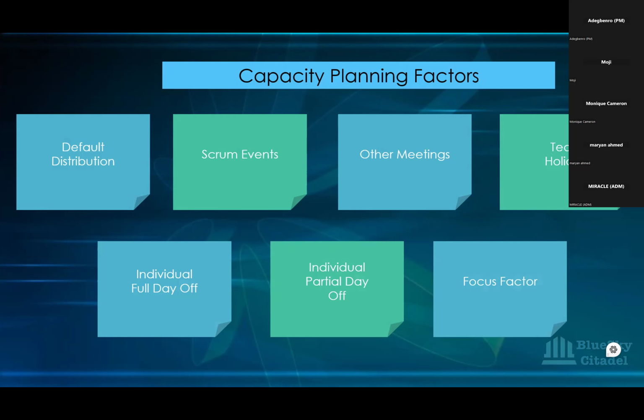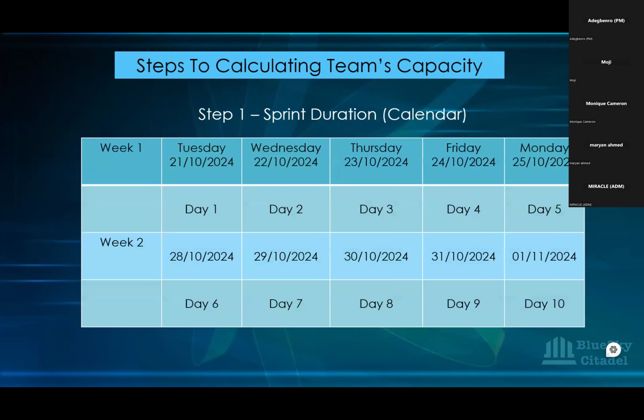of the team's capacity. Okay, quickly, we're going to look at how each and every one of these factors affects planning. So we're going to do a planning, and then we're going to start picking one of them, each one of them, and see how it affects what we have. So we're going to start off with the default distribution.